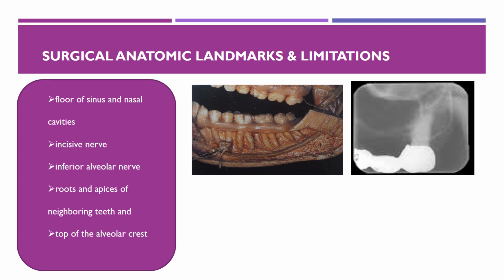Coming to the surgical anatomy landmarks and limitations, after surgical evaluation it is also important to look for the anatomical landmarks. You can see the floor of the sinus and nasal cavities, incisive nerve, inferior alveolar nerve, roots and apices of the neighboring teeth, and the top of the alveolar crest.